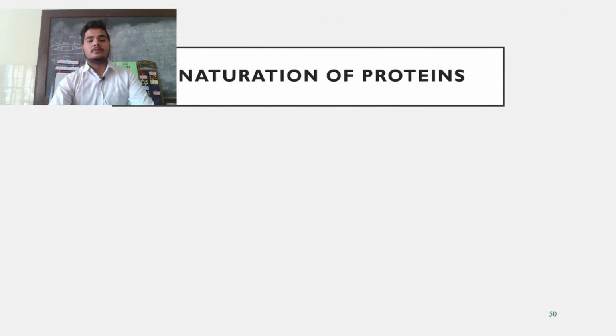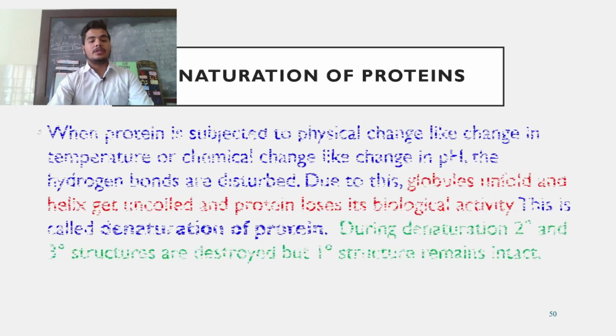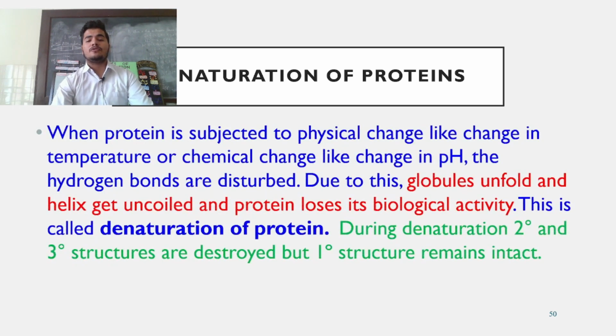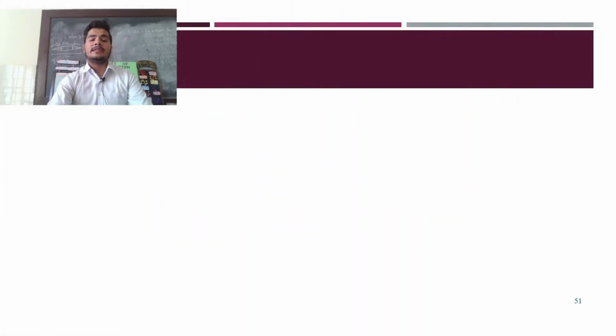Denaturation of proteins. When protein is subjected to physical change like change in temperature or chemical change like change in pH, the hydrogen bonds are disturbed. Due to this, globules unfold and the helix can get uncoiled and the protein loses its biological activity. This is called denaturation of proteins. During denaturation, secondary and tertiary structures are destroyed, but primary structures remain intact.